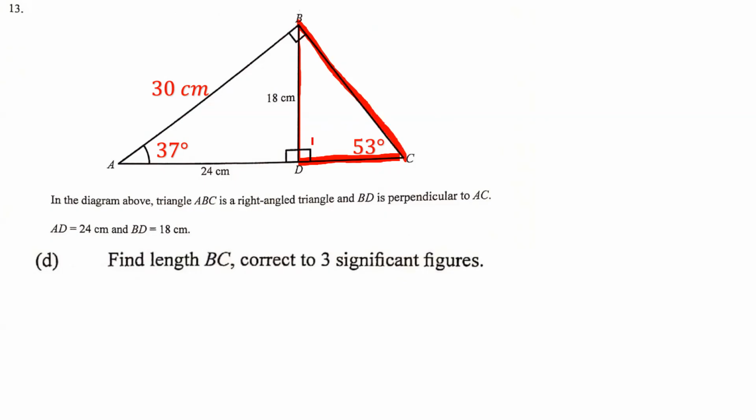So again, the angle that is opposite the right angle is the hypotenuse. This is the hypotenuse. The side opposite the given angle is the opposite. So this right here is the opposite side. And the one that's left over is the adjacent. Okay, so we're trying to find the hypotenuse.